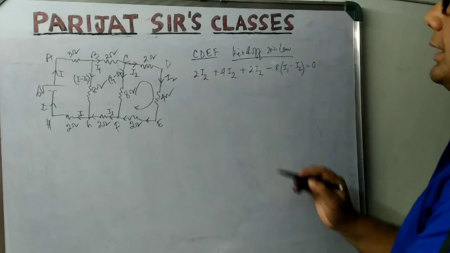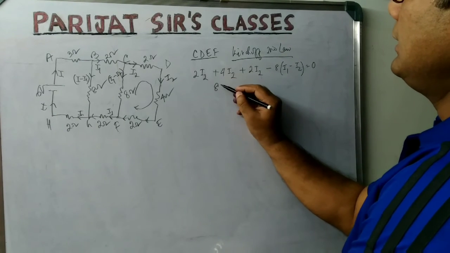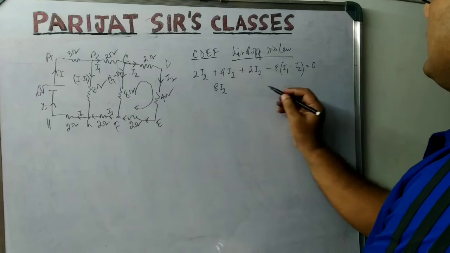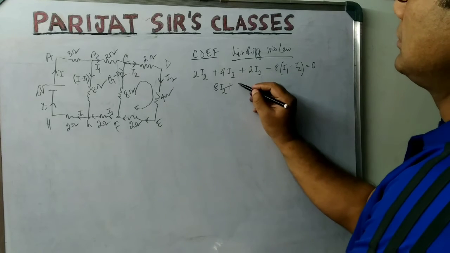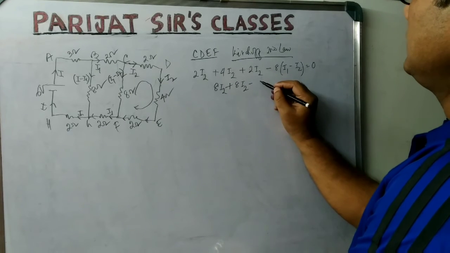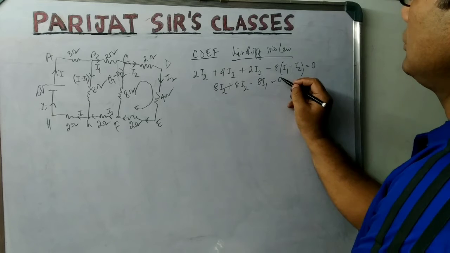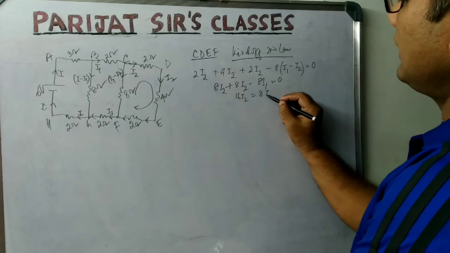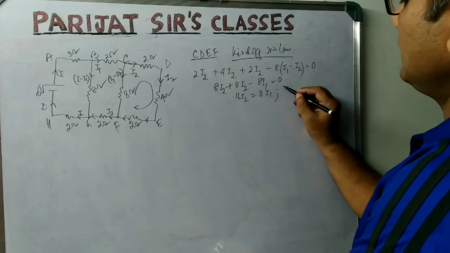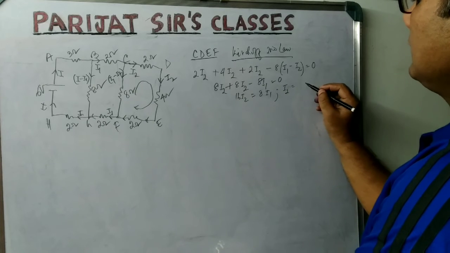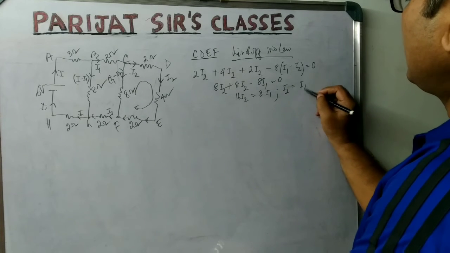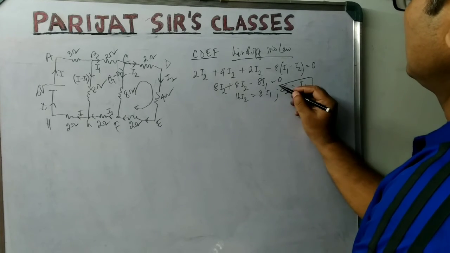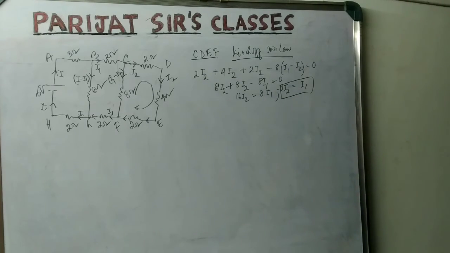Okay. So what are we getting? This is coming 8I2 plus 8I2 minus 8I1 equal to 0. So we are getting 16I2 equal to 8I1. That means we are getting I1 as 2I2.